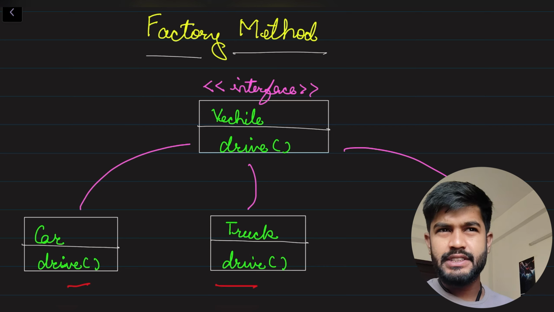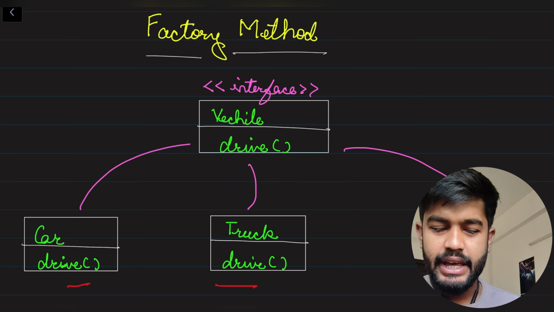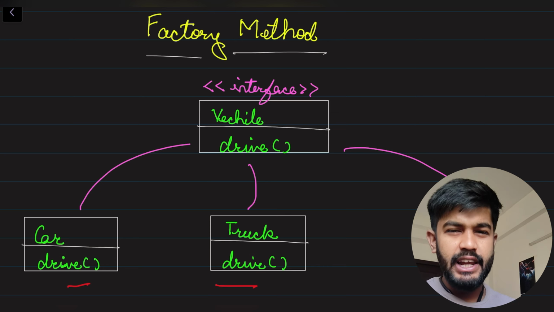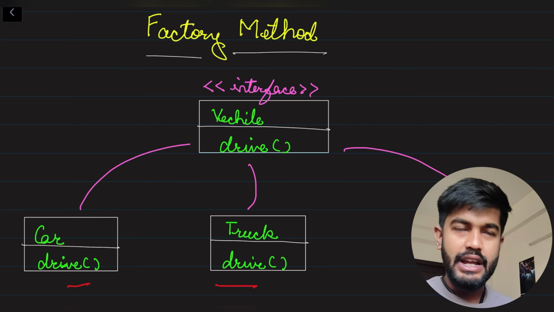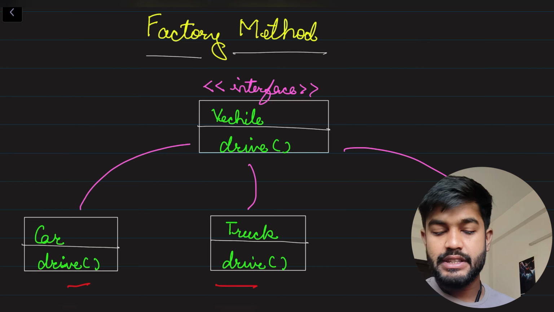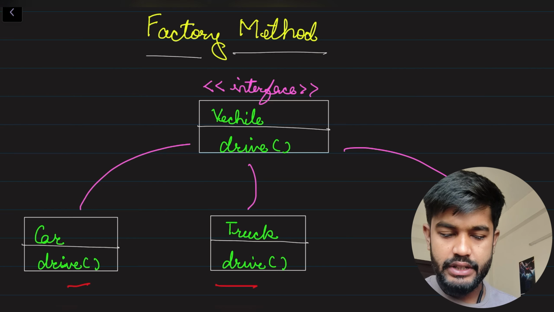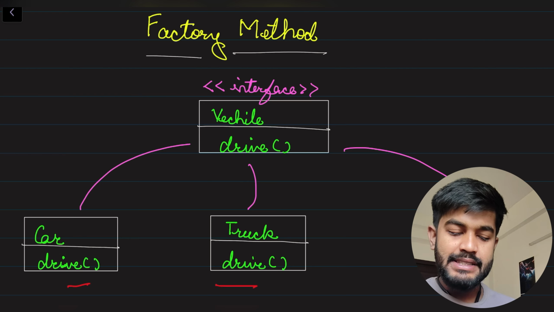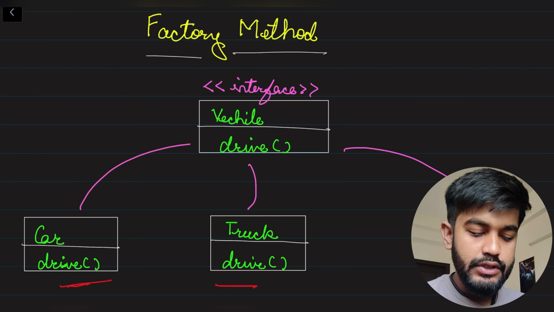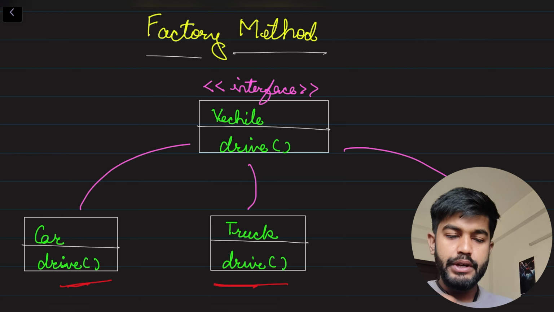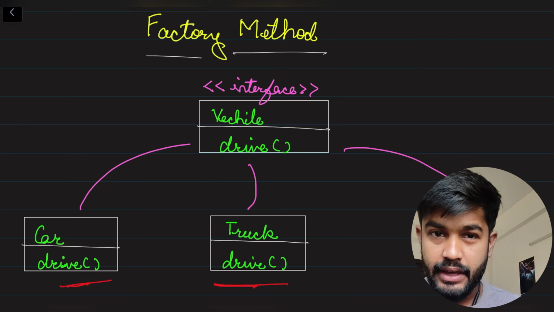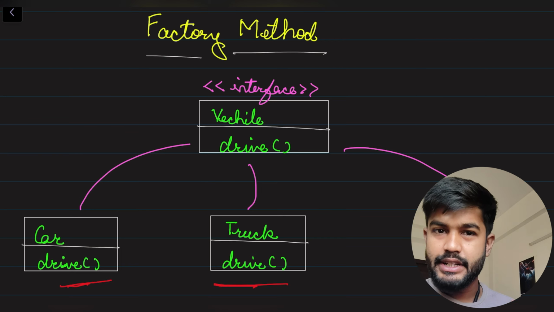If it is a small consignment, I use a bike. If it is a comparatively bigger consignment, I use a car. If it is cross city or something, I would use a truck. As all of them have the method drive, I would ask them to implement an interface. Why? To have dynamic method dispatch.